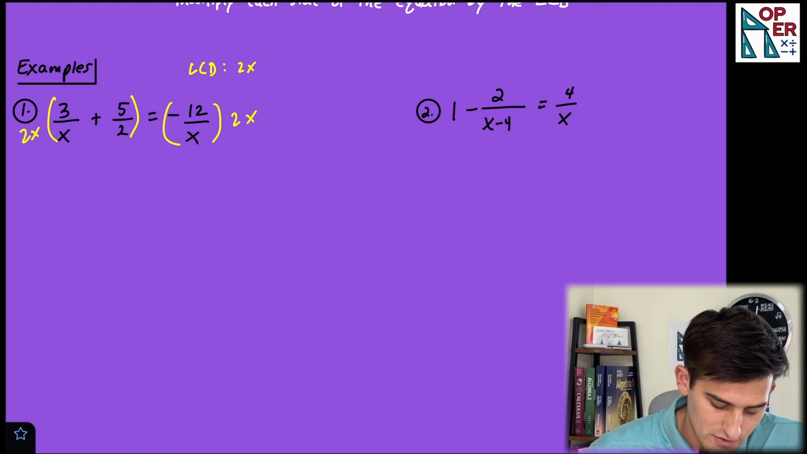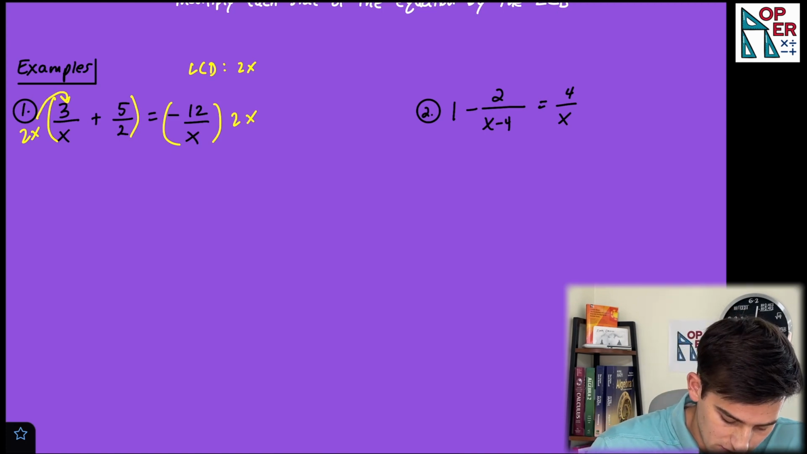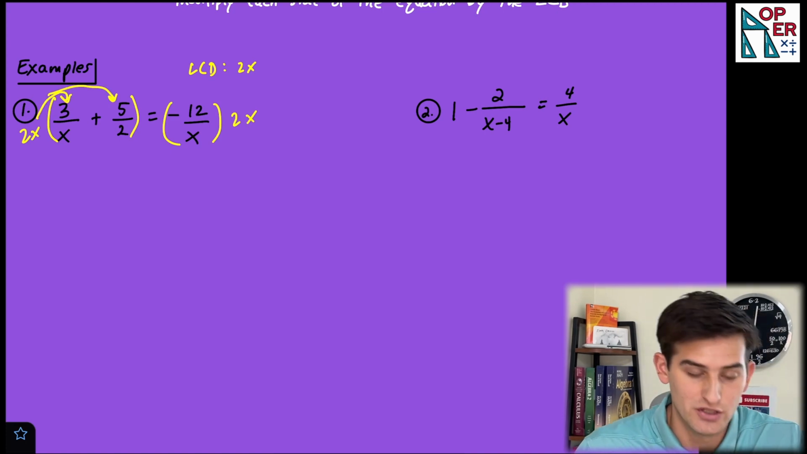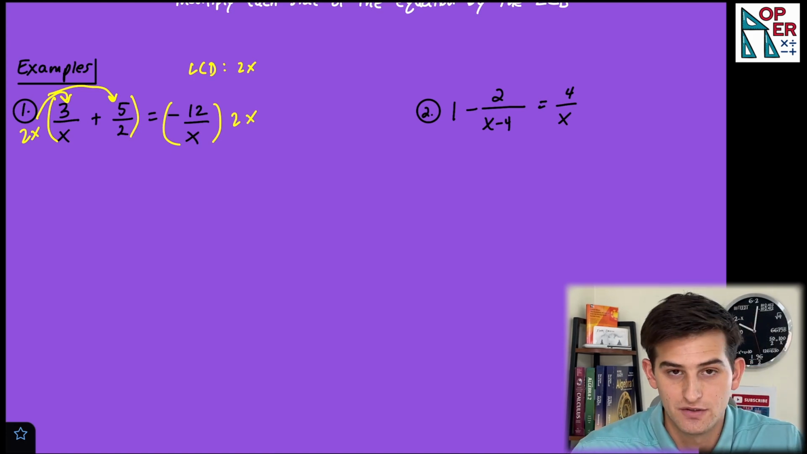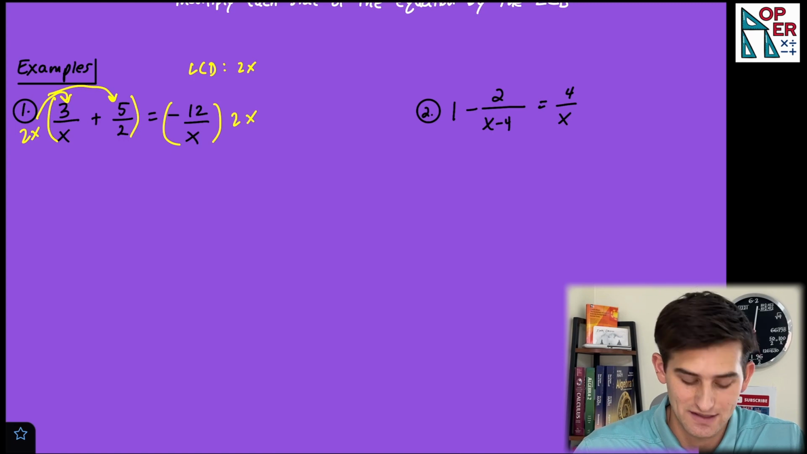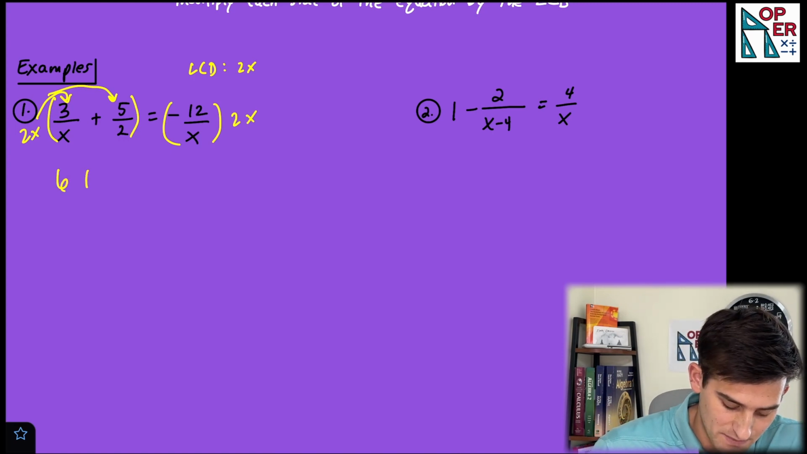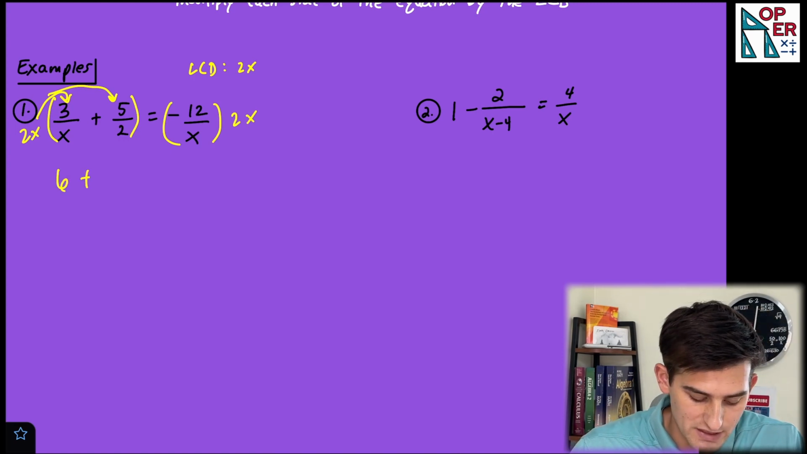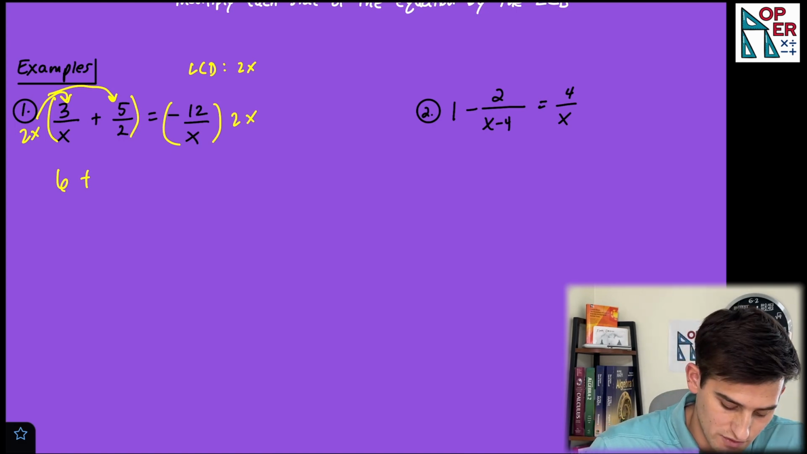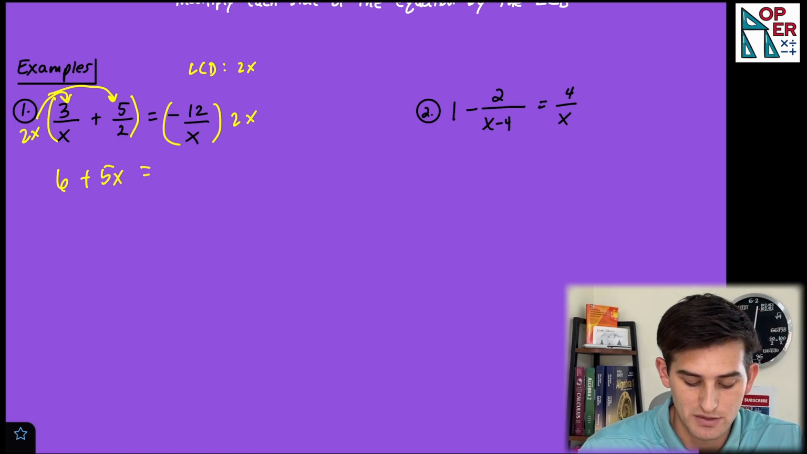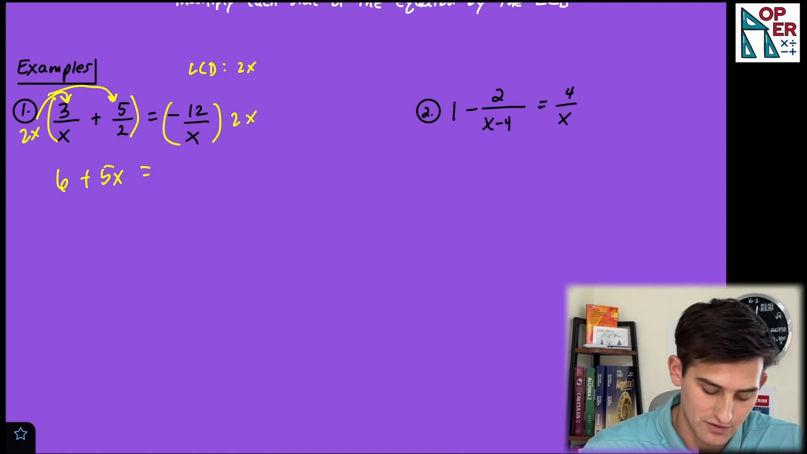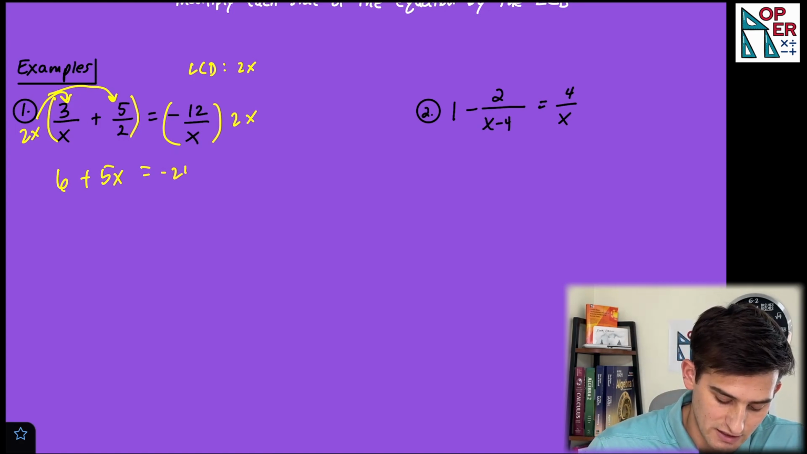Okay? So now if we notice, let's multiply this term and then this term. We're going to distribute the 2x. So it's like 2x times 3. So 6x divided by x. Well, the x's will cancel, right? So that's 6. 2x times 5 would be 10x divided by 2, so 5x. Here, negative 12 times 2x would be negative 24x. The other x on the denominator will cancel, so just negative 24.